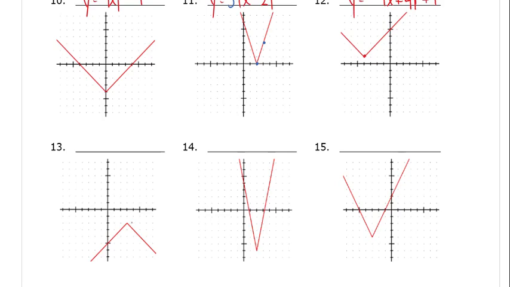Number 13, the new vertex is 3, negative 2. So we're going to start with y equals. Since it moved 3 to the right, remember it's opposite on the inside, so that's x minus 3. That negative 2 for the y means it moved 2 down, so that's normal. And the only thing that happened here is it flipped upside down. It's still going down 1, 1 right, so all we need to do is throw that negative out front.